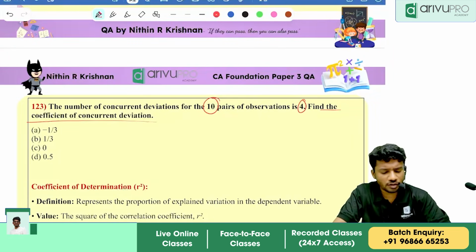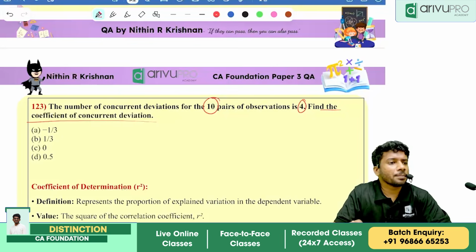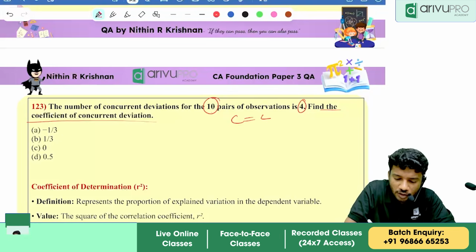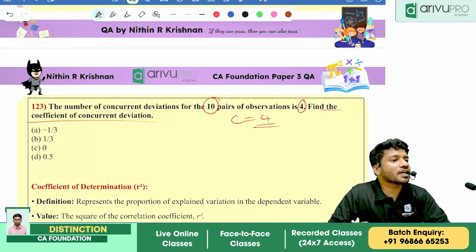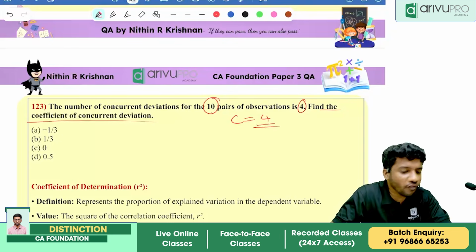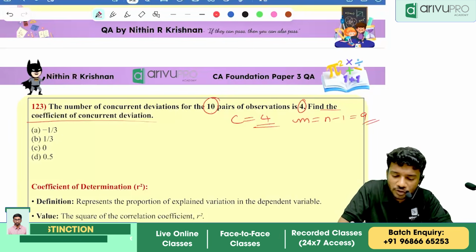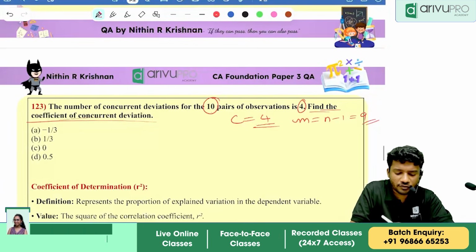Next one, people. The number of concurrent deviations for 10 pairs of observations is 4. Find the coefficient of concurrent deviation. People, the number of concurrent deviations is 4. That means C is equal to 4. Then M will be N minus 1, which is equal to 9. Find the coefficient of concurrent deviation.